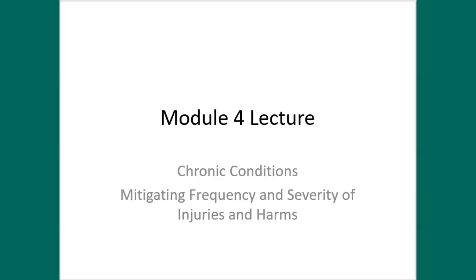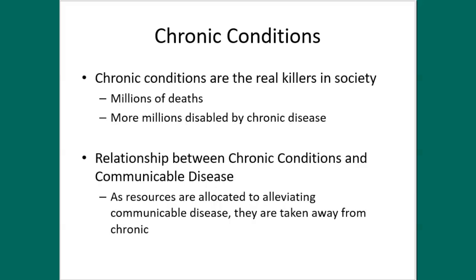This week we'll be addressing chronic conditions and mitigating the frequency and severity of injuries and harms, as both of these categories are considered public health conditions. Let's start with a quick introduction on chronic conditions. Chronic conditions are really the real killers in our society. Most of the loss of life in this country is the direct or indirect result of chronic conditions. They are the root cause of millions of deaths every year, and there are many millions more who are disabled by chronic disease.